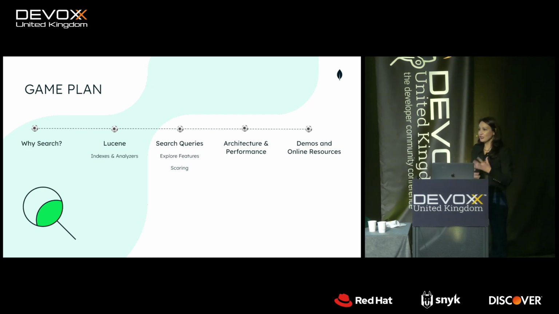This session is going to be a lot of hands-on computers, showing you different code, exploring different features that you can use to get the best search results for your users. I'll talk about architecture and performance, because of course I can't talk about changing the game without talking about performance. And we're going to be doing a lot of demos and showing you online resources that you could share as you build out your search journey.